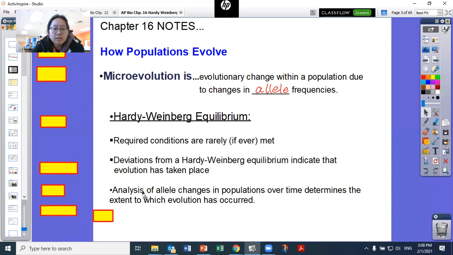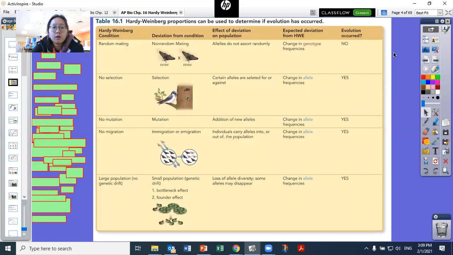So analysis of allele changes in populations over time determines the extent to which evolution has occurred. So you can predict how many times evolution occurred. You can predict the time span between, sorry, not evolution, but between bursts of evolution within populations. You can also look back on data and predict at what point along in time these evolution events occurred.